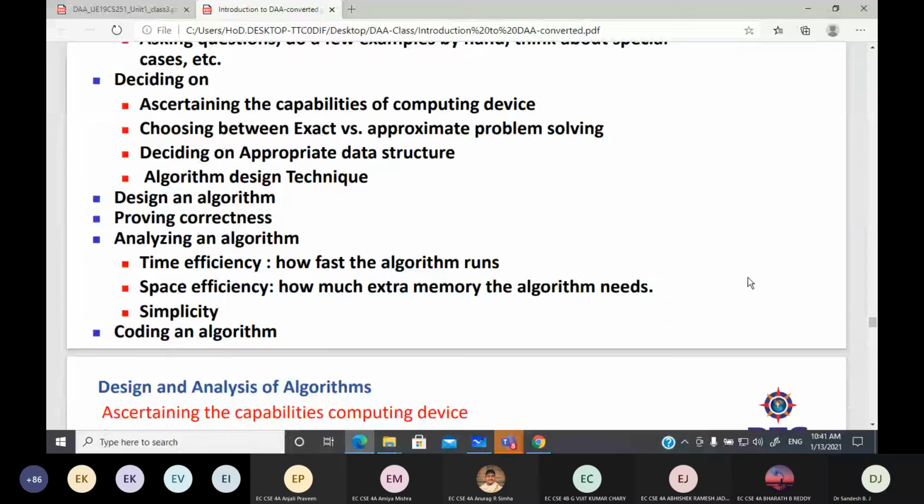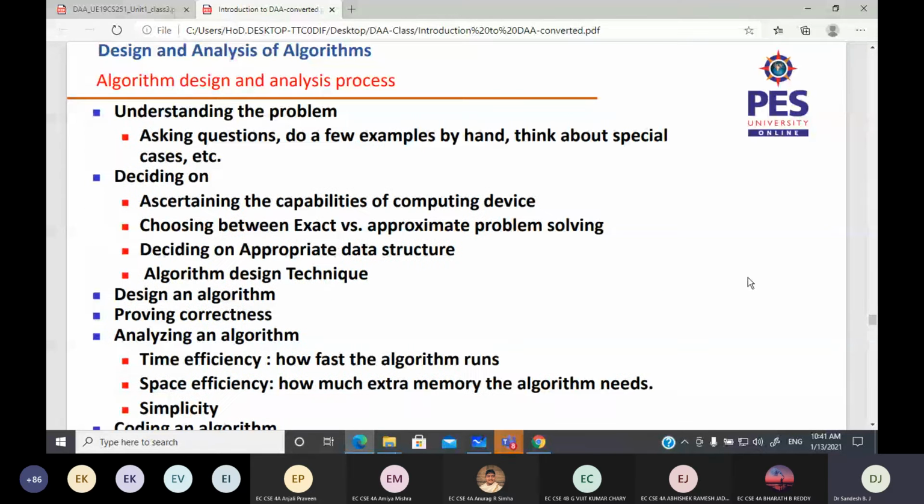Then you have to decide what kind of algorithm. We need to choose between exact and approximate problem solving. So why would we opt for an approximate algorithm? First, there are some important problems, like the traveling salesman problem, that simply cannot be solved exactly for most of their instances.